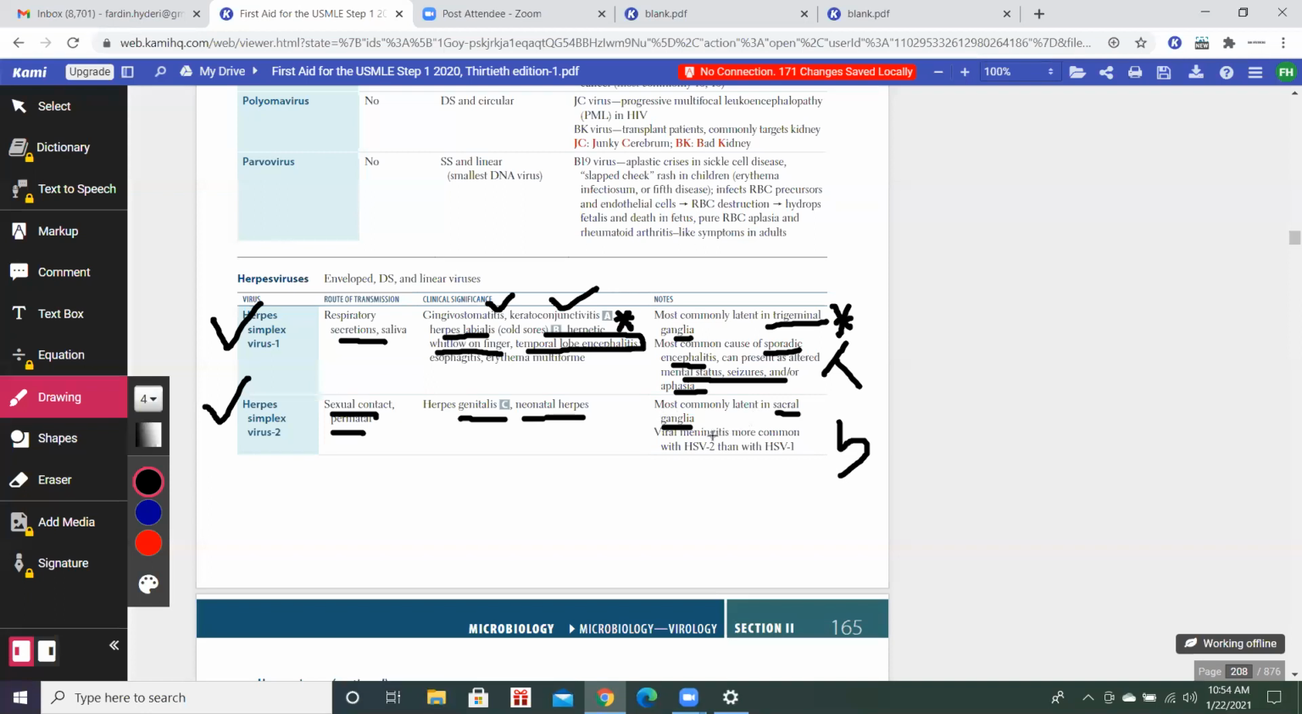This causes viral meningitis, more common with HSV2 than with HSV1. Okay, so meningitis and encephalitis both are different things. That's what you have to understand. Encephalitis is more common with herpes simplex 1. Viral meningitis is more common with herpes simplex 2. This is a little piece of information that is very high yield and it remains hidden over here. And now you can crack it. Encephalitis for herpes simplex 1 and meningitis for herpes simplex 2.